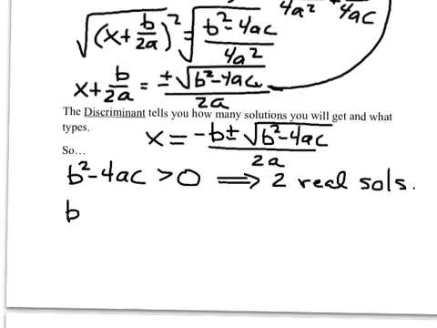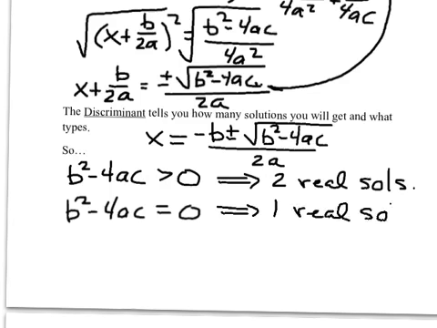However, if that b squared minus 4ac is equal to 0, so in other words, all this stuff kind of cancels out, then what that's going to tell you is you're going to get only one real solution. The reason for that is if this is all 0, then you're not going to need this plus or minus part. It'll just be negative b over 2a, and so it'll just be one value.